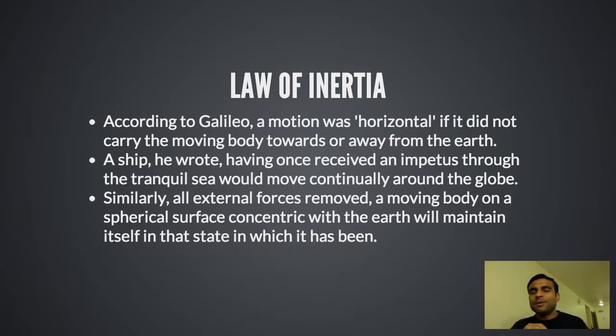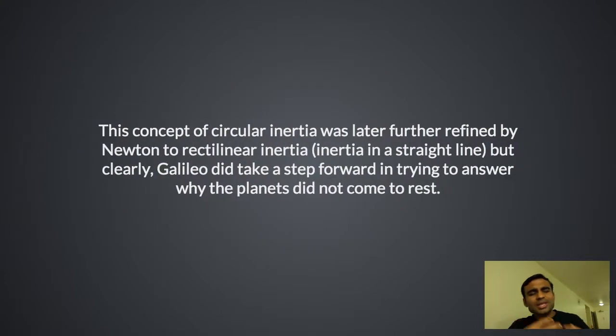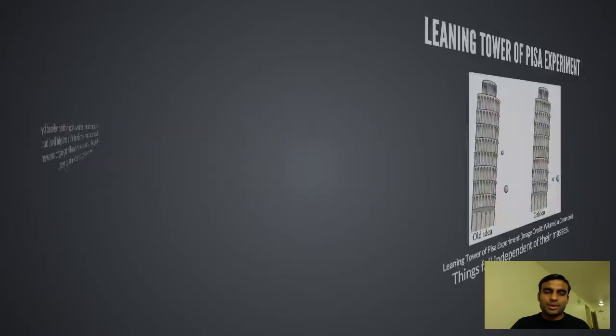He argued that if you take a ship and you give it an initial impetus in a quiet sea, it'll just continue to revolve around the earth. And that was according to his law of inertia. Similarly, he argued that the moon, which was in a sphere moving in a concentric sphere around the earth, will continue to do so because of his law of inertia. Now, this concept was slightly wrong and Newton eventually corrected it, but Galileo clearly did take a step forward in trying to understand the laws of motion.